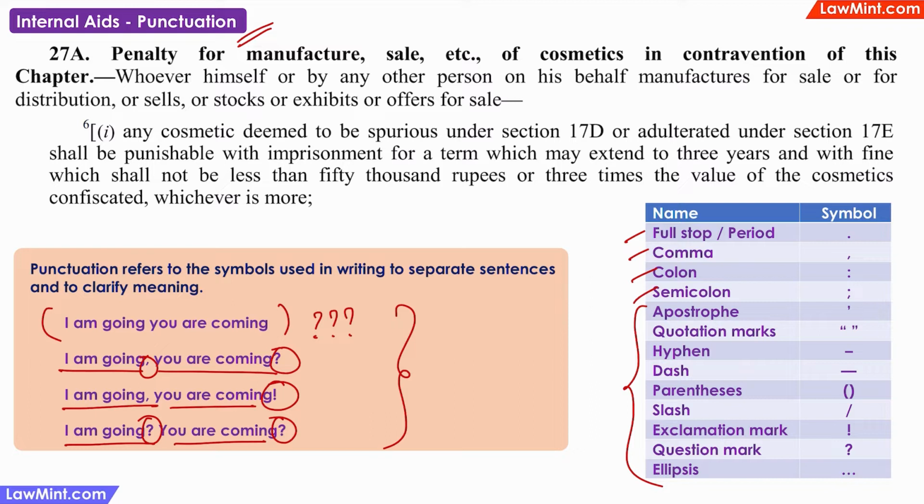In this example, you can see that there is no comma after "or stocks" and "or exhibits", which means that this entire part, "or stocks or exhibits or offers for sale", has to be read as a single phrase, which means that simply stocking something is not punishable, or simply exhibiting it is not punishable, but stocking or exhibiting something for sale is punishable. As such, punctuation marks are used for providing clarity on the meaning and intent of the sections, and punctuation marks cannot be used to arbitrarily increase or decrease the scope of a statute.